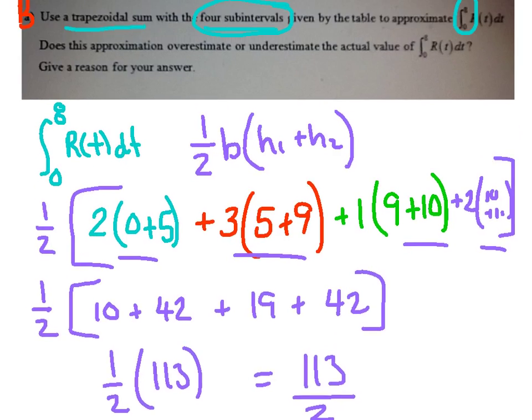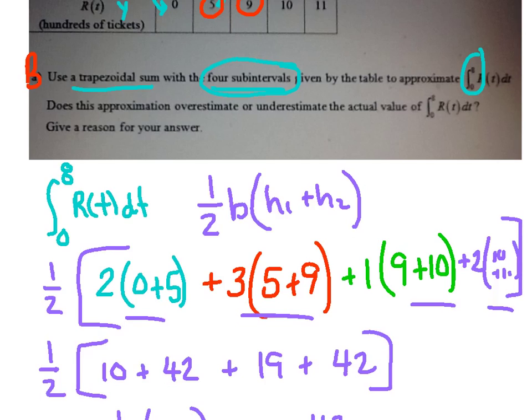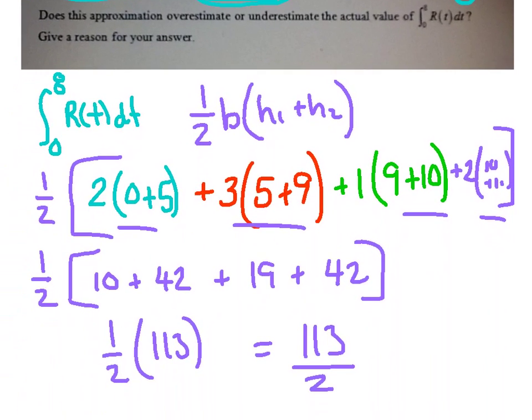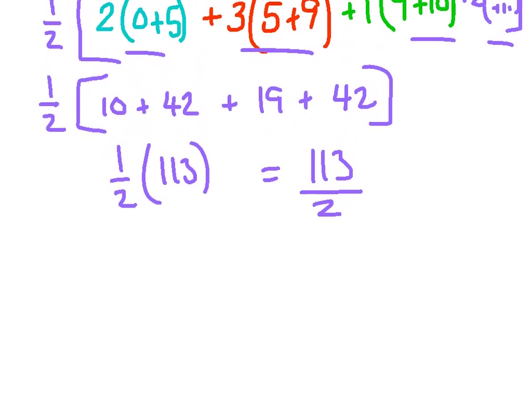Now, the second part of the question says, does this approximation overestimate or underestimate the actual value? Give a reason for your answer. And now, the trapezoid was the only special one that we talked about that concavity actually matters on. So if I go back, I believe the original problem said f double prime was less than 0, implying that we're concave down.